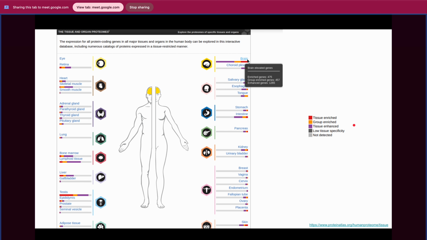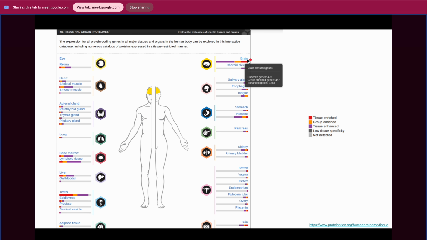Then comes group enriched. There are some groups of genes which are together enriched in a particular tissue. This will tell us how many group enriched genes are present, and then tissue enhanced. There are certain genes which are overexpressed in one particular tissue as compared to others, so those come under tissue enhanced genes. Then there are low tissue specificity genes, which means those genes can also be present in other tissues as well, so they are not specific to that particular tissue. And then there are certain genes which are not detected, which has also been mentioned here. Similarly, for all the tissues, you will find the information.